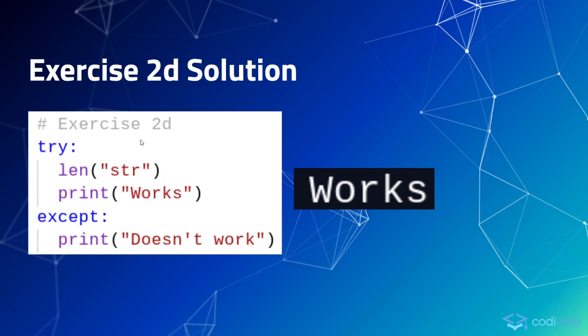So one more thing to take away from this is that we can use try and except to test function calls. We don't necessarily need to print everything or assign it to a variable, but we can just use a function call like this because we know that len is just a function that we can call on a string or a list or a tuple.